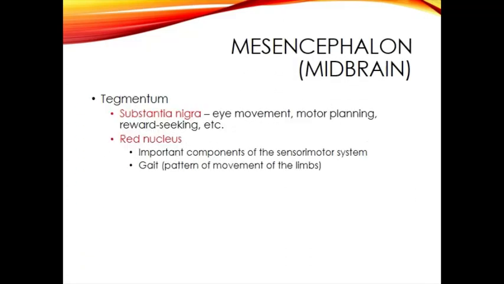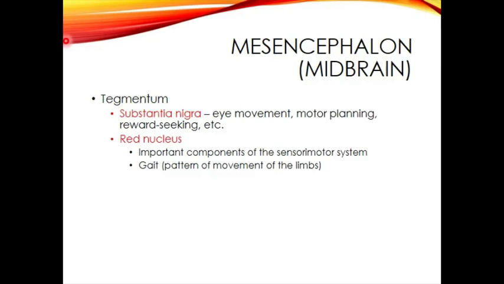So, itong under tegmentum sa mesencephalon or midbrain, itong substantia nigra, it is responsible for eye movement and motor planning. Also, reward-seeking activities such as, for example, kunyari, meron kayong na-accomplish na task, kumain kayo ng chocolate, or bumili kayo ng something na gusto nyo, or naglaro kayo ng Mobile Legends, or sinatisfy nyo yung sarili nyo sa pagbili sa online shopping, no? Nagpo-function yung inyong substantia nigra, kasi siya yung responsible sa reward-seeking activities ninyo. Okay? Also, yung eye movement, no?